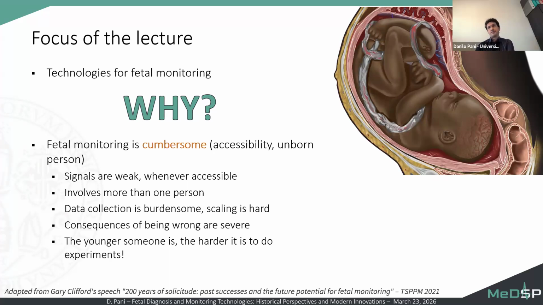Data collection is difficult. It's difficult to have big data sets, and this is a limiting factor also for the development of signal processing techniques, because there is a lack of data. Consequences of being wrong are severe, because sometimes you perform fetal monitoring because you want to assess the well-being of the baby during pregnancy or during labor. If a misdetection of a critical condition occurs, you can have really bad outcomes for the baby, up to death. Of course, this is even worse if the gestational age is reduced, because in that case the fetus is also not completely formed, and there are additional difficulties for that reason.